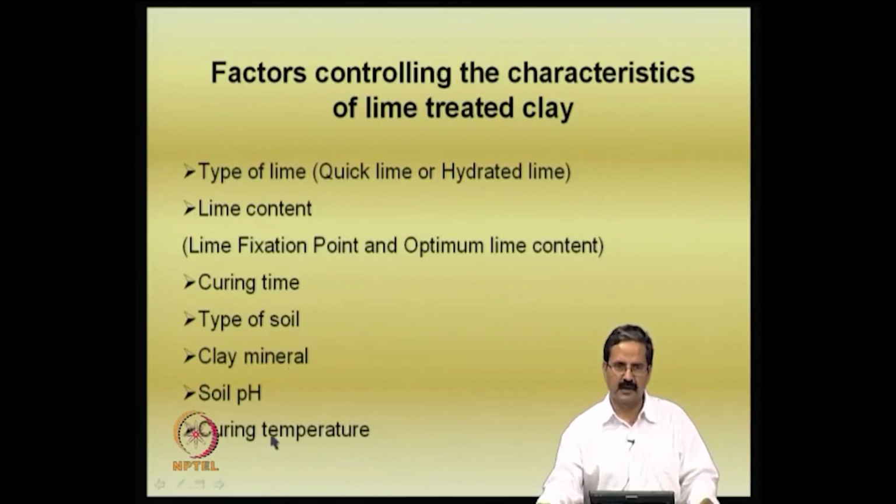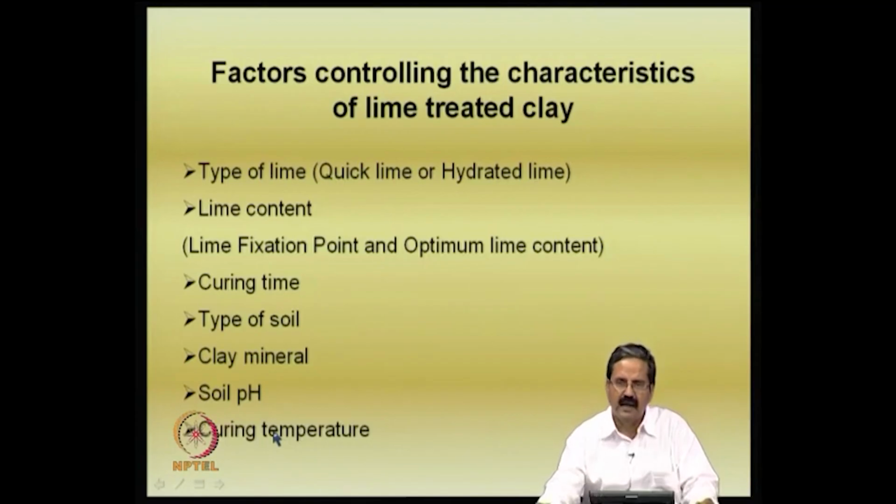Soil pH is another important variable. Curing temperature is another variable. Why? Because as I said, the chemical reactions take some time, and the rate of reaction could be higher when the temperature is somewhat higher. So, this is another variable.